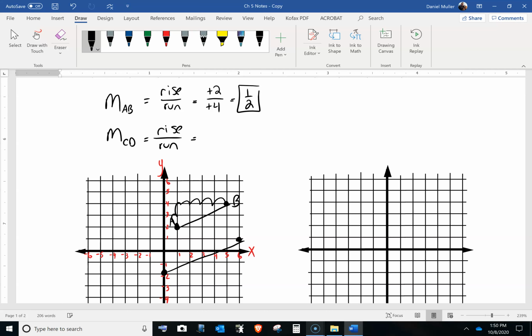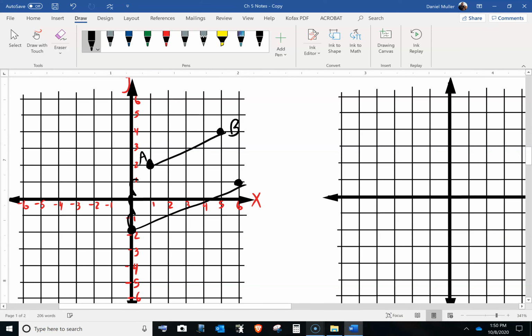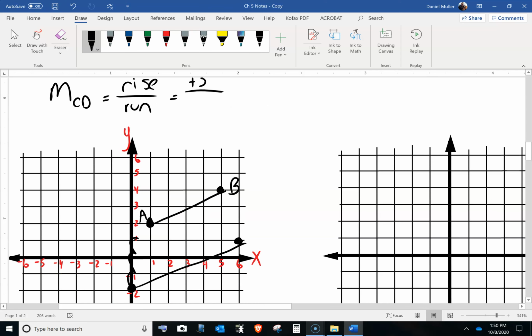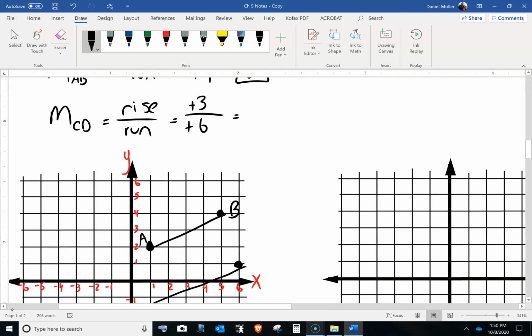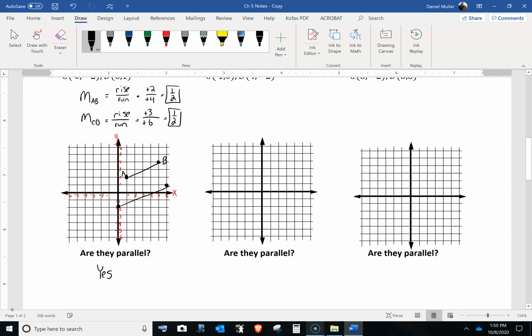Now let's take a look at the line CD. We go up 1, 2, 3, so a positive 3, and that's our rise. So our rise is a positive 3, and our run is 1, 2, 3, 4, 5, 6. So we've got a run of a positive 6 because you're heading in the right direction, which reduces to a half. So are these parallel? Yes. How do you know? Because the slopes are the same.